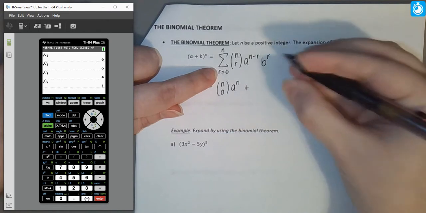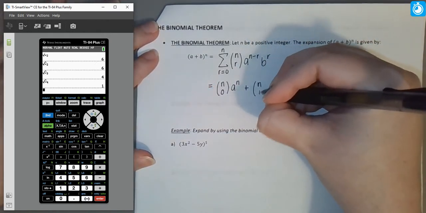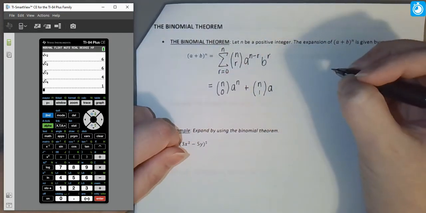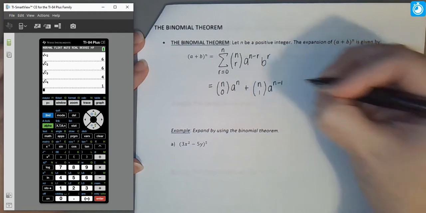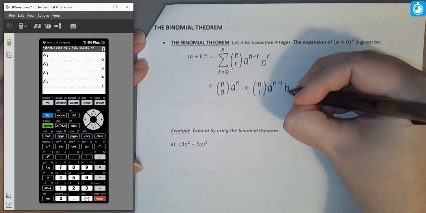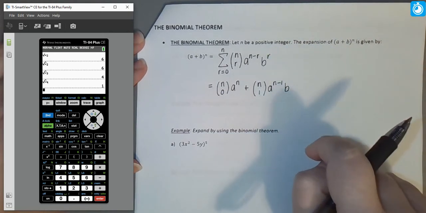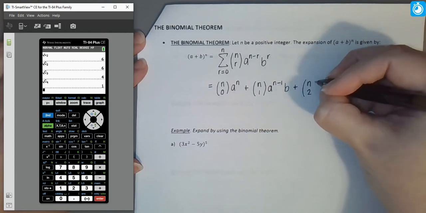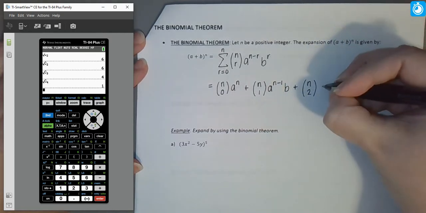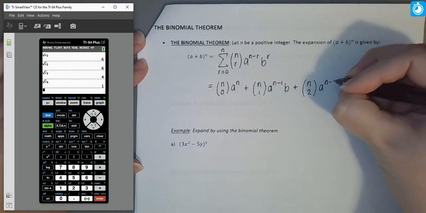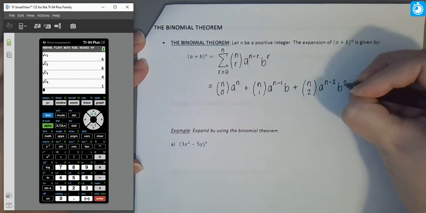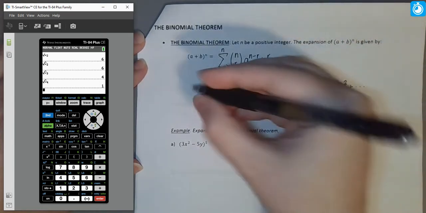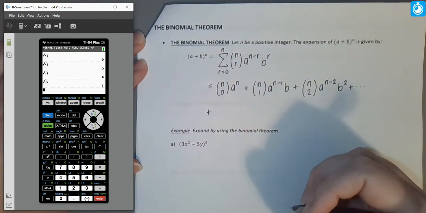Plus what we get when r is 1. So that will be n choose 1 times a to the n minus r power, so n minus 1 power, times b to the r power, so b to the first power, plus n choose 2, in other words, allow r to increase to 2, times a to the n minus 2, times b squared, and then we continue in the same fashion all the way down to our last two terms. Well, what would those look like?